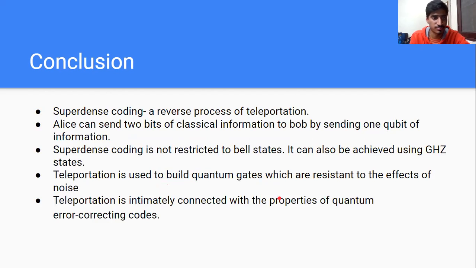Then comes super dense coding. Alice wants to send 2 bits of classical information by sending 1 qubit of quantum information, and she achieves her goal. She is successful in achieving her goal. We have seen very elaborately how she achieves it. We have seen the circuit, we have seen the table, we have seen the logic.